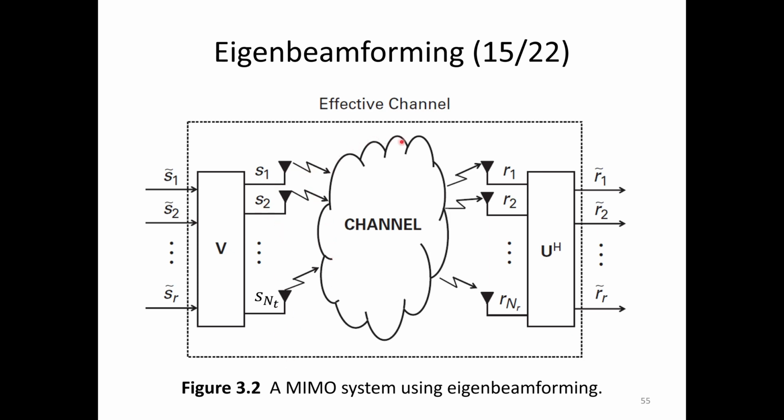And then the signal has been passed through the channel. At the receiver end, there are NR receive antennas, and they received R1, R2 to RNR, totally NR signals. And then it passed through a premultiplier U-Hermitian. That is, we use U-Hermitian to times the vector R. Finally, we will get the received symbols R tilde 1, R tilde 2 to R tilde R. Okay, we call the precoder V and the channel and the premultiplier U-Hermitian together as the effective channel.